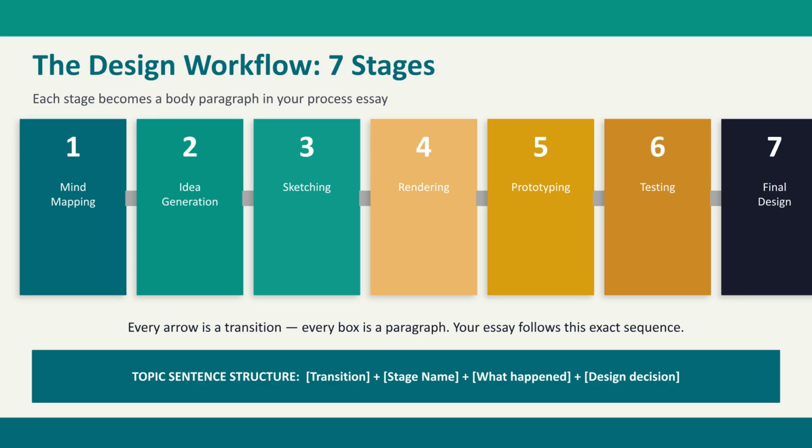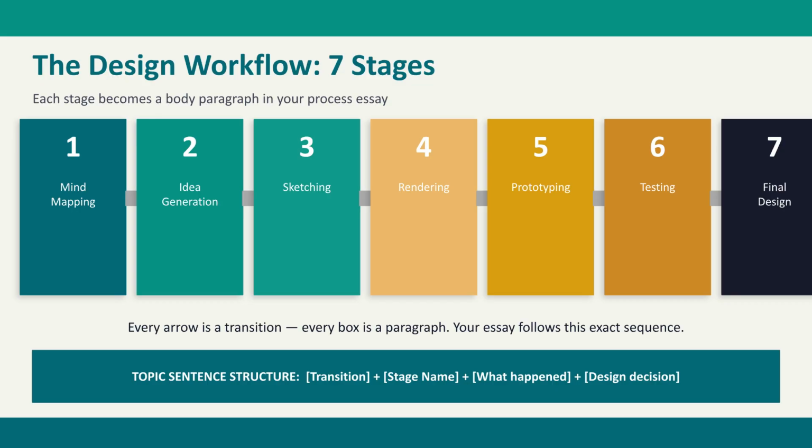Conclusion. This slide is one of the most important ones in the whole presentation, so I want you to really look at it. These 7 blocks represent the typical creative design workflow. And each one of these blocks, every single one, becomes a paragraph in your process essay. Let's go through them quickly. Stage 1. Mind mapping. This is where it all begins. The open, free associative exploration of ideas. In your essay, this paragraph describes what themes emerged, what surprised you, and what direction began to take shape.